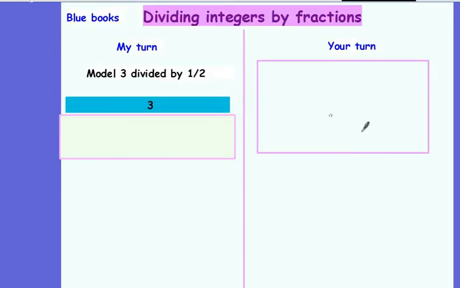Okay, let's carry on using the bar model. However, this time we're going to be dividing larger integers by fractions. So back in your dark blue books, I'm going to go through an example and then you're going to do an example.